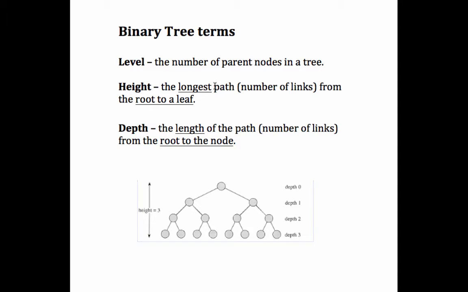Okay. Now, the height is the longest path. So it's not just the length of any particular path in between two nodes, but it's the longest path between a root and a leaf. So how many leaves do I have?